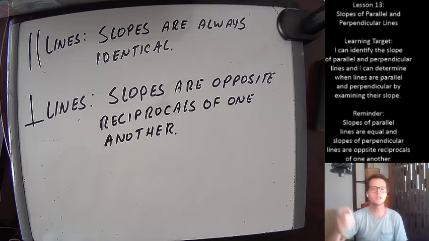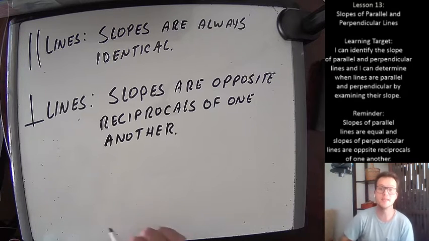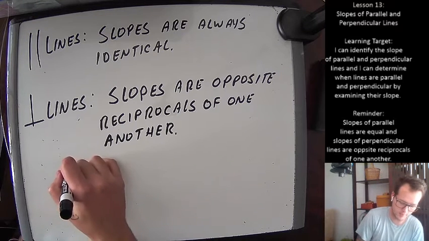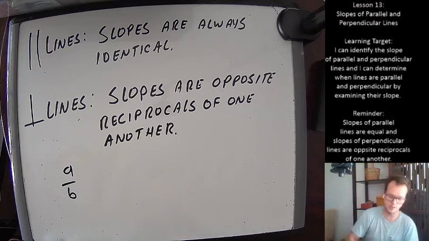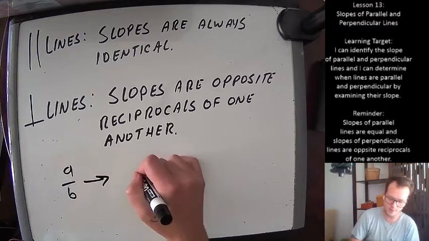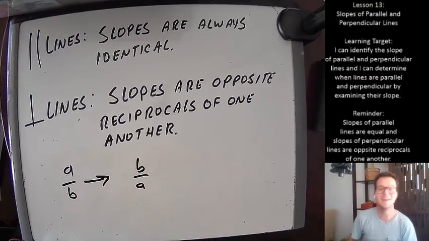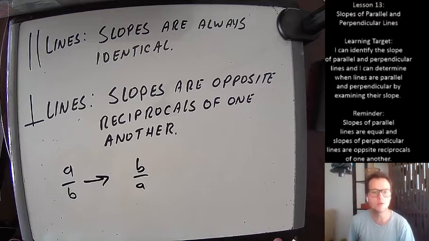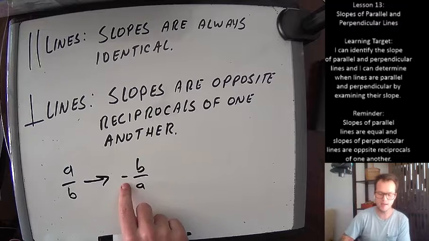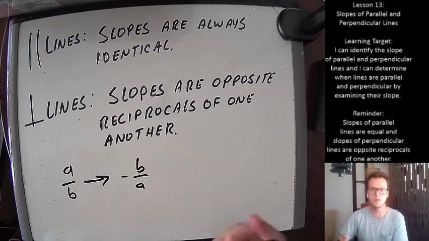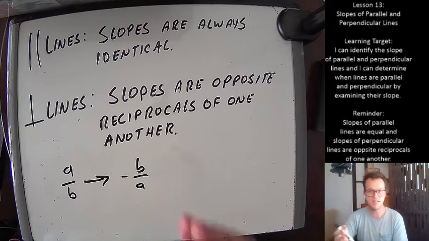Let's review real quick what opposite reciprocal means. Say you have some fraction A over B, and you want to find the opposite reciprocal of that. To do that, you're going to flip the fraction, so you end up with B over A. And because it's the opposite reciprocal, opposite indicates that we're negating it. So if it's positive, it goes negative. If it's negative, it goes positive. And you need to flip the fraction around.